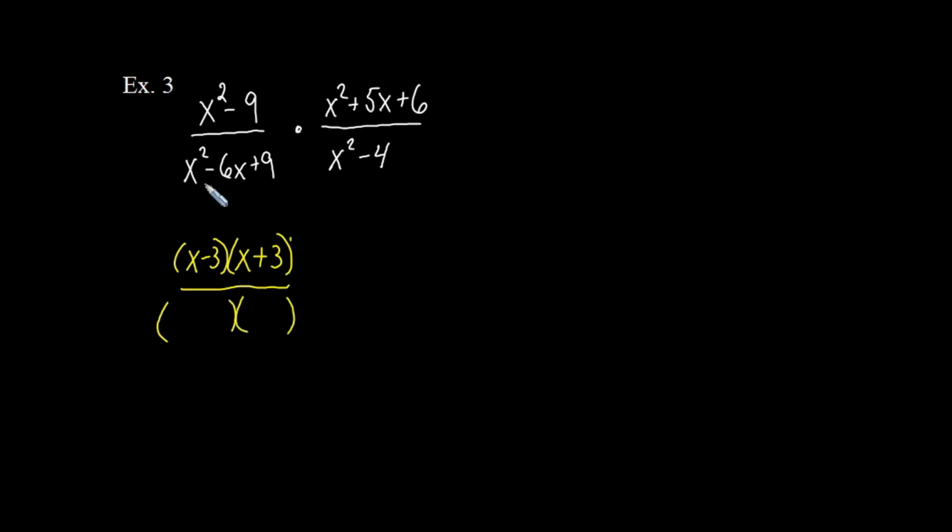And then we will factor this trinomial into x minus 3 and x minus 3, because negative 3 times negative 3 is positive 9. They add to be negative 6. We can do that as long as the leading coefficient is 1. Very simple check there. And then same thing in the numerator here, x plus 2 and x plus 3.